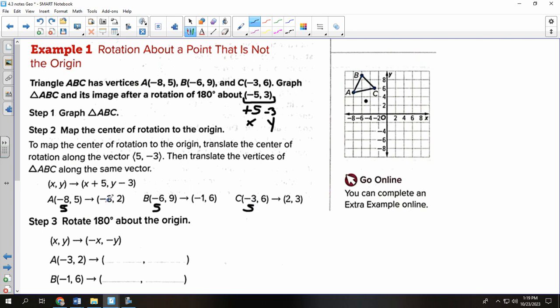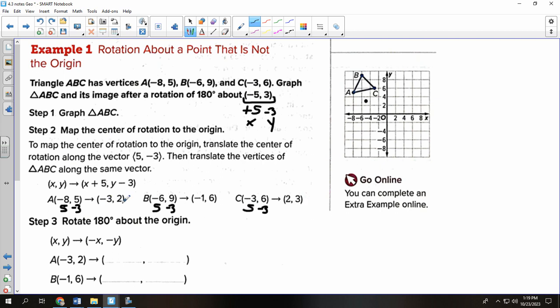-8 plus 5 is -3. -6 plus 5 is -1. -3 plus 5 is 2. And then we subtract 3, because what this is doing is it's moving us back to the origin. So each one of these is -3. 5 minus 3 is 2. 9 minus 3 is 6. 6 minus 3 is 3.